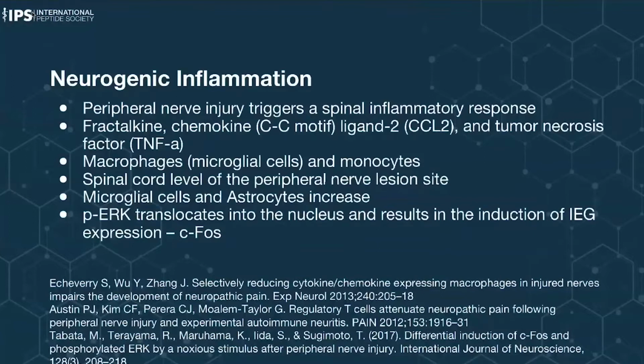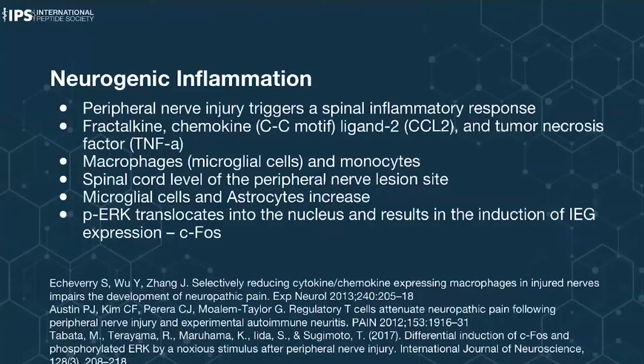So, neurogenic inflammation: peripheral nerve injury triggers a spinal inflammatory response. That releases fractalkine, the chemokines, and tumor necrosis factor. These are all signaling agents that cause this inflammatory response that starts with a peripheral nerve trigger, but it starts a spinal inflammatory response.